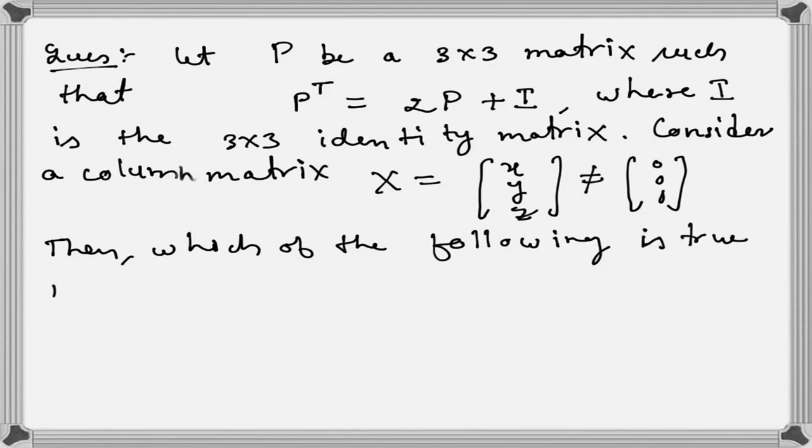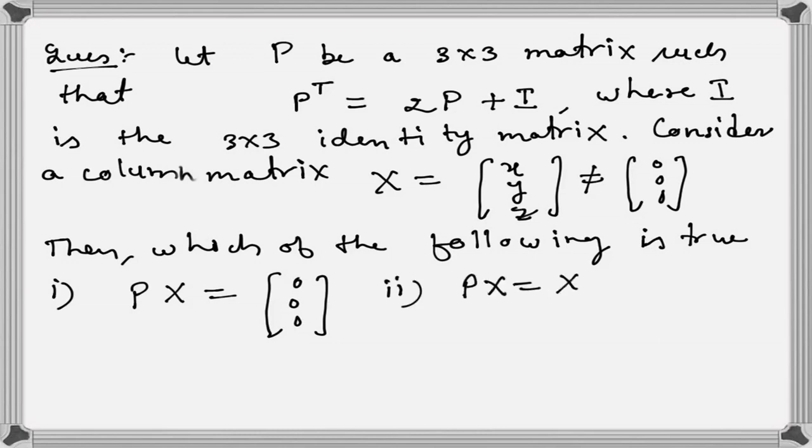Okay, so the first option is Px is equal to (0, 0, 0). The second option is Px is equal to x. The third option is Px is equal to 2x, and the fourth one is Px is equal to minus x. Okay, so let's solve this problem.